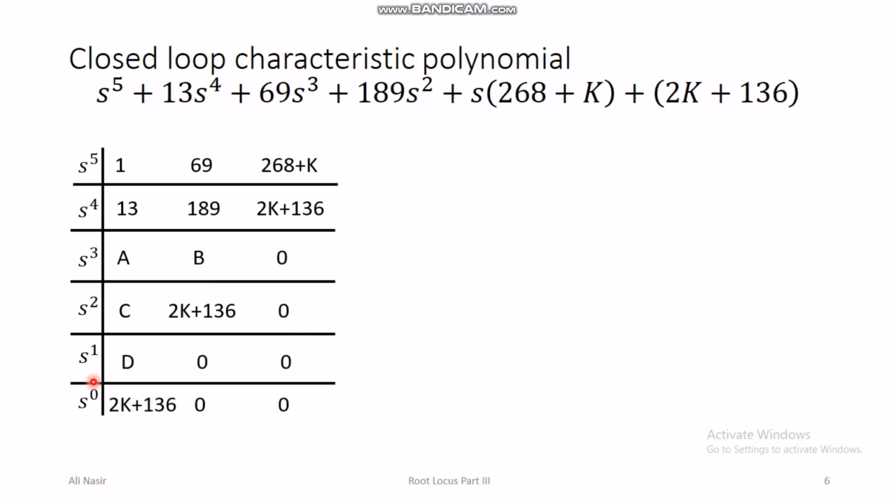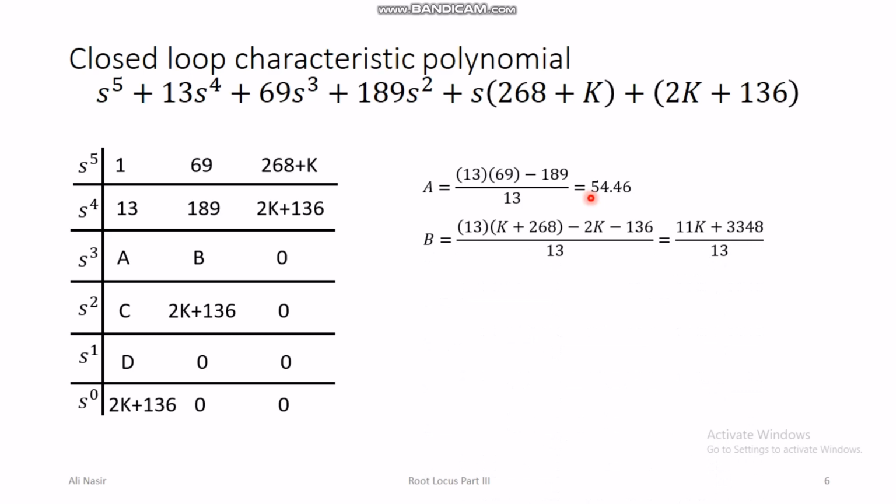Once the table is complete, we look at the values of a, b, c, d and see what are the ways of making a row in this table equal to 0 and forming the auxiliary equation, and we will see if the roots of the auxiliary equation are on the j omega axis or not. So a, we already know, 13 into 69 minus 189 divided by 13, that would be 54.46. b would be 13 into 268 plus k minus 1 into 2k plus 136, here it is, divided by 13, that will simplify out to this value.